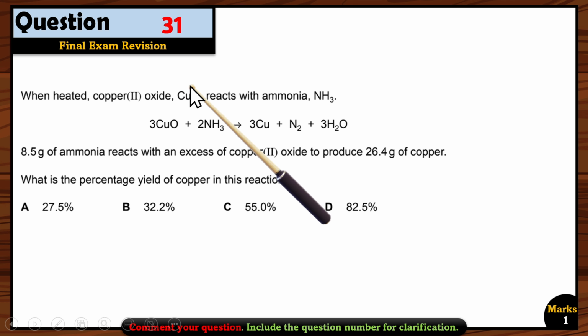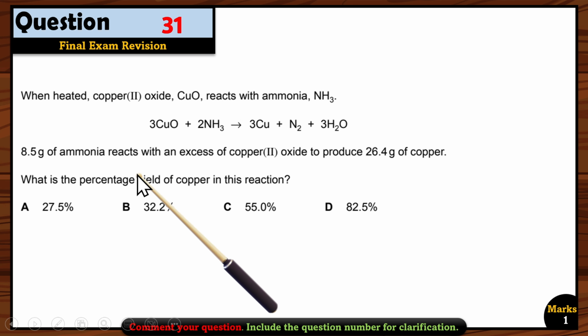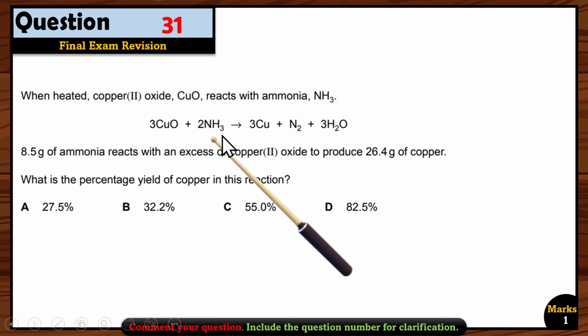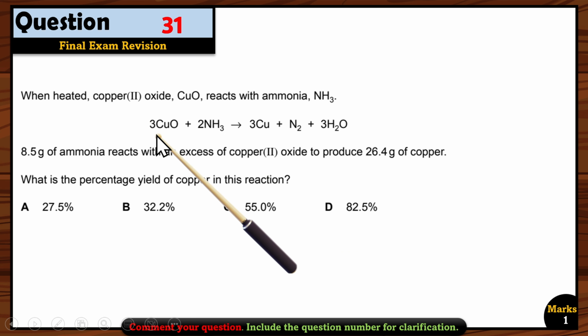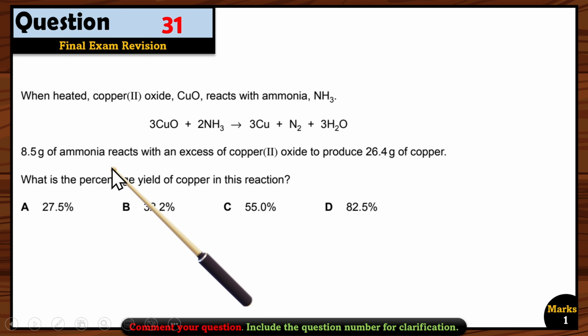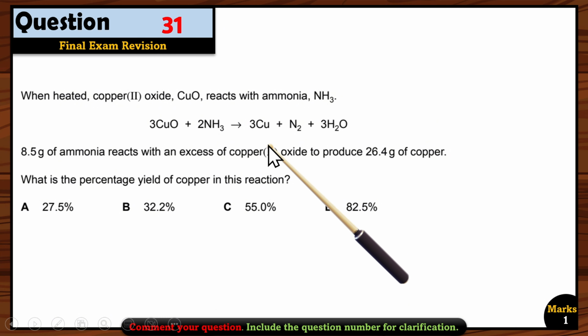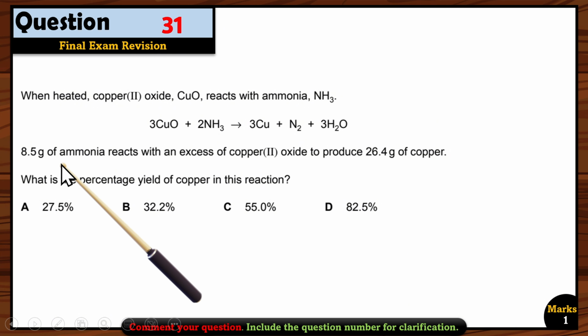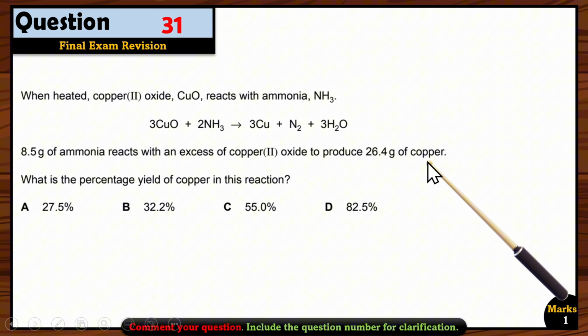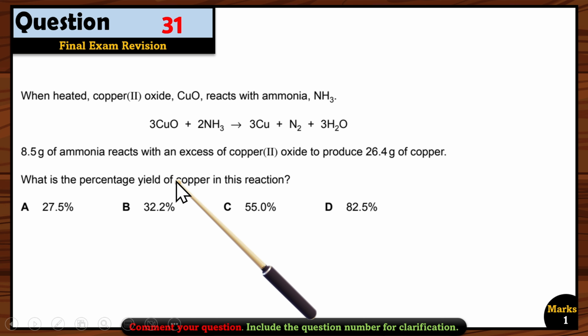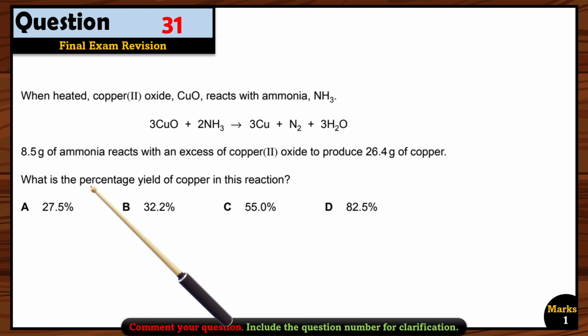Question number 31. So it's the same question again. You just have to find first the molar masses. Okay, I will not do this question. You can just try yourself. You just have to find the molar masses of the two compounds that are asked in the question. Let's see which they have asked you. Ammonia, right? It reacts with the copper oxide to produce copper. So they are asking you about the percentage yield of the copper, and they have given you information about ammonia.